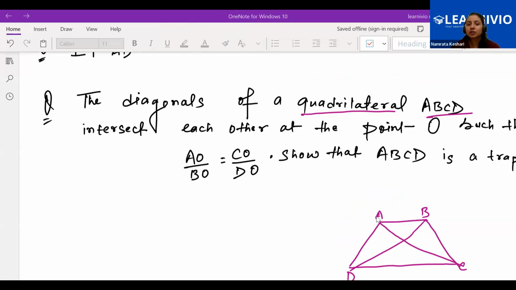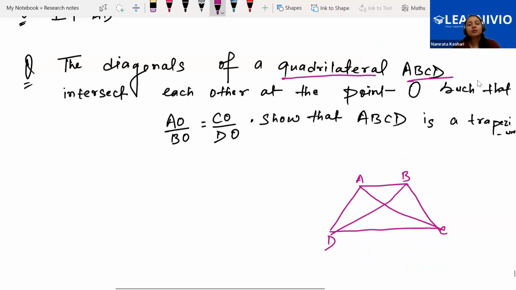See, whoever has joined just now, I have not started anything so far. Here, I have just written the question. Yesterday, we already discussed one question like this. This is just the converse case of the same question. Yeah, the construction, I have started it, I'll be explaining it. So, see the question first. The question is: the diagonals of a quadrilateral ABCD.